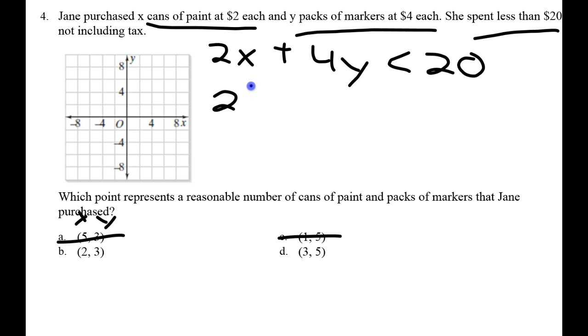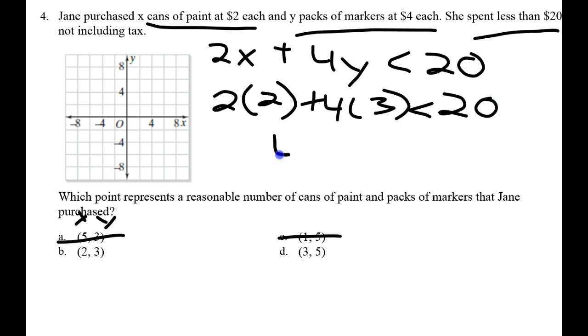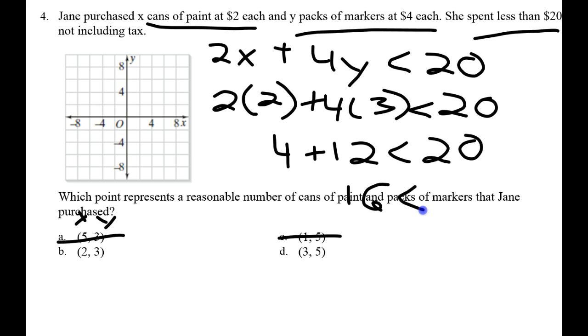I'm going to plug in the 2 for the x, the 3 for the y. 2 times 2 is 4, plus 4 times 3 is 12. 4 plus 12 is 16. Is 16 less than 20? Yes. So my answer is B.